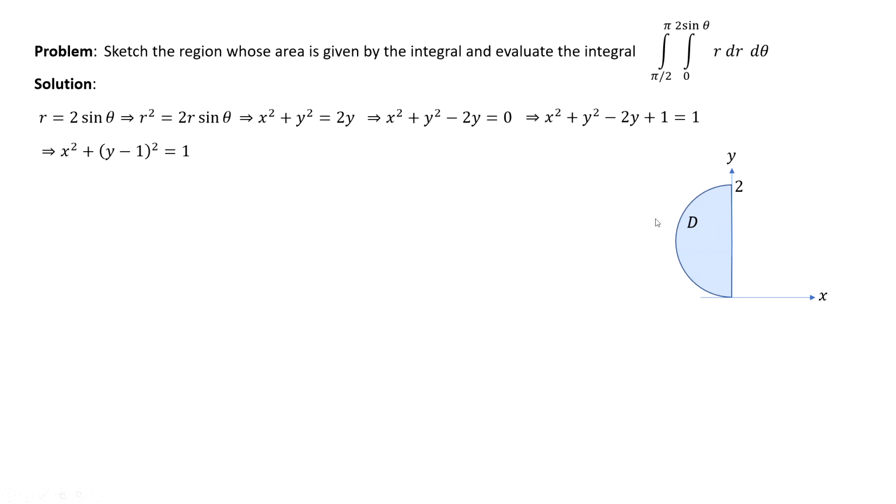Theta is equal to pi half to pi. So theta equals pi half is this line, and theta equals pi is this line. So we just take that. All right. So much thinking needs to go into figuring out these polar curves.